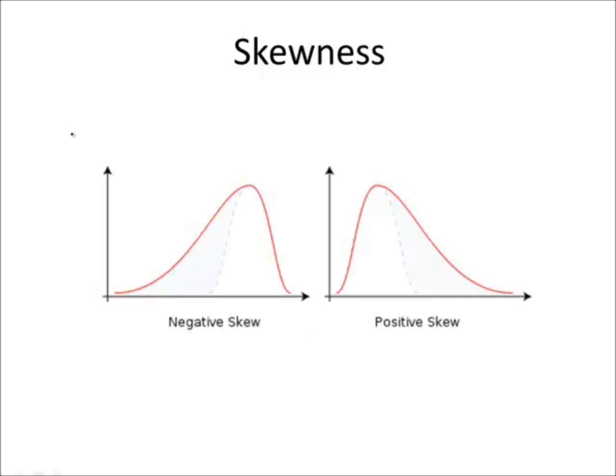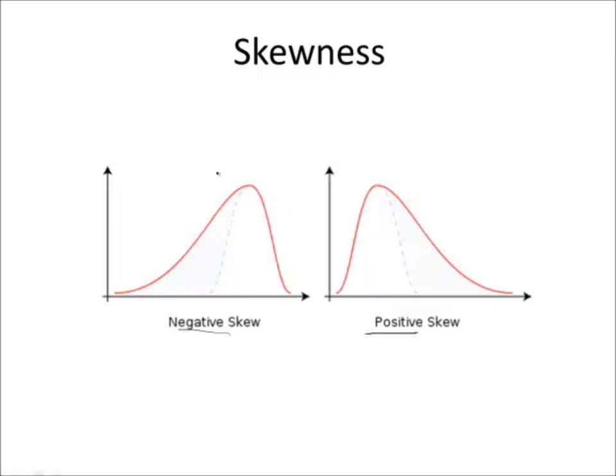Before we go on to Excel, let's just take a quick look at skewness here. So here we have two examples of skew. We have a negative skew, and here we have a positive skew. The one I want to focus on is primarily the negative skew. Both of these are asymmetric, and they're opposites of one another.